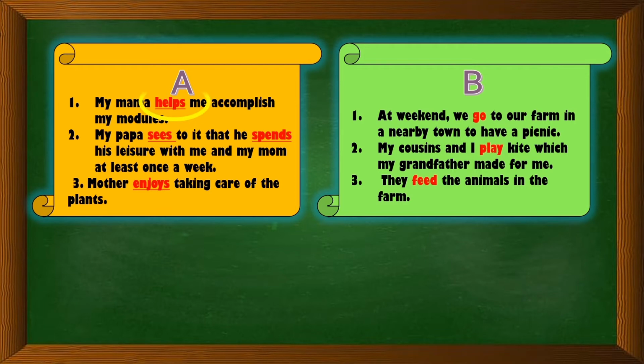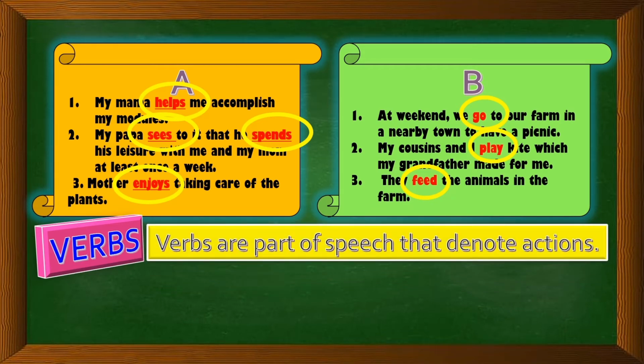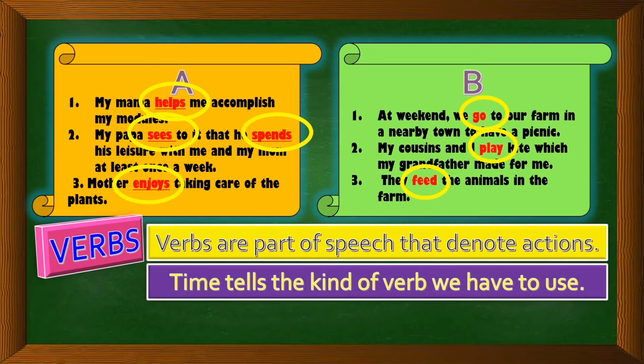That's right. Helps, sees, spends, enjoys. How about in column B? Go, play, and feed. What do you call these encircled words or words that tell action? Precisely! They are called verbs. Verbs are part of speech that denote actions. Time tells the kind of verb we have to use.